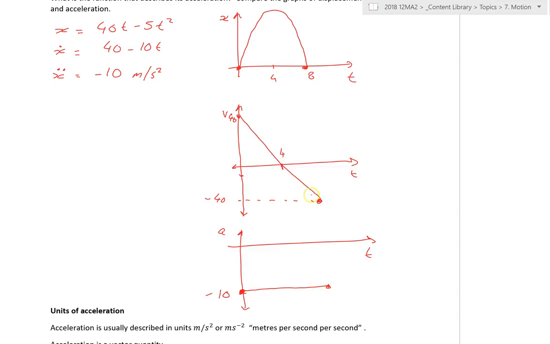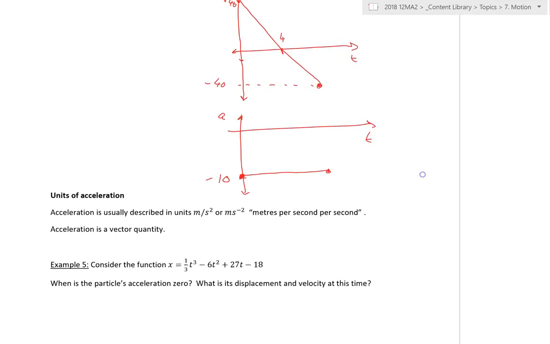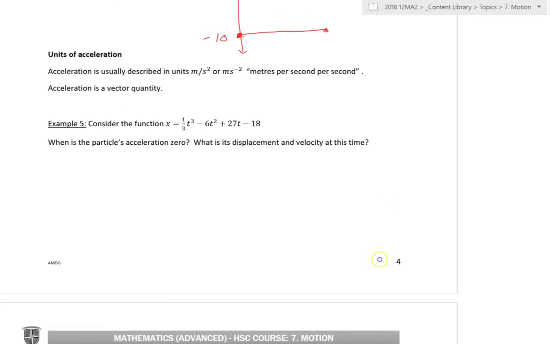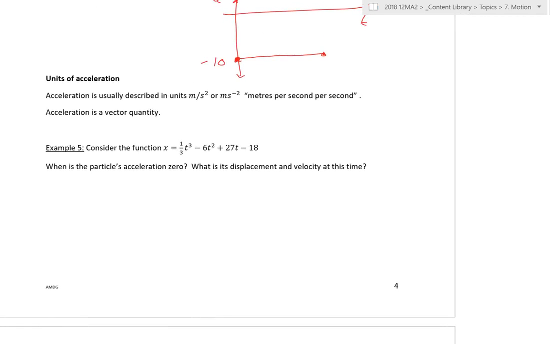So there we go. We have a constant acceleration, a linear velocity, and a quadratic displacement. Right, wonderful. Now, units of acceleration, we've talked about these, meters per second squared, or meters seconds to the negative 2. It's a vector quantity. Now, I've got one more example to look at here for this video. Yes, this is my last example for this second video.